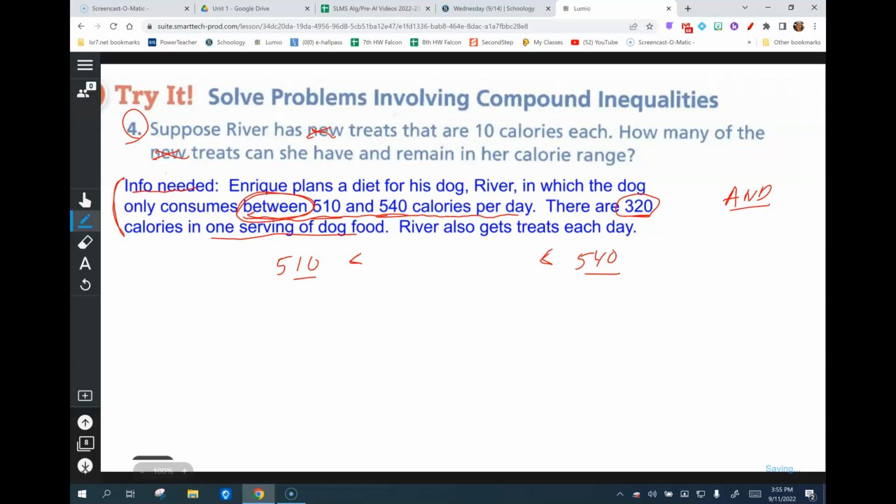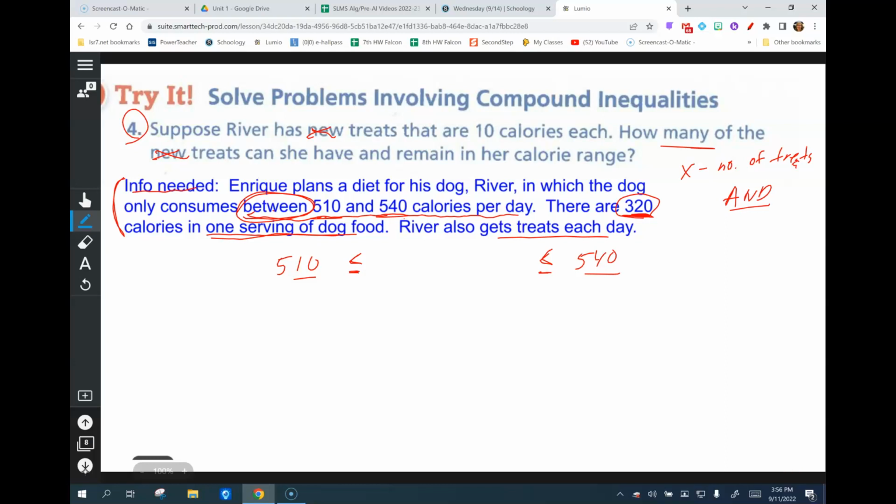Now, what goes in between? We're going to have to symbolize it. Oh, wait, before I go any further, could it also be equal to? Yeah, because it's between 510 and 540, but they can be included, so it has to be an equal to. So the calories are, wait, what does x stand for? How many treats? So x is the number of treats. Okay, so that's going to give us a big clue. That's going to be our variable.